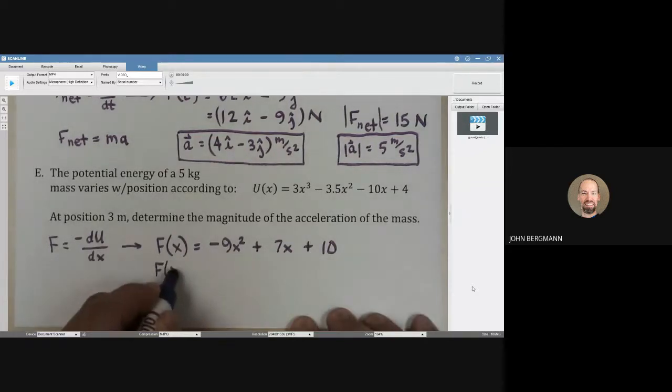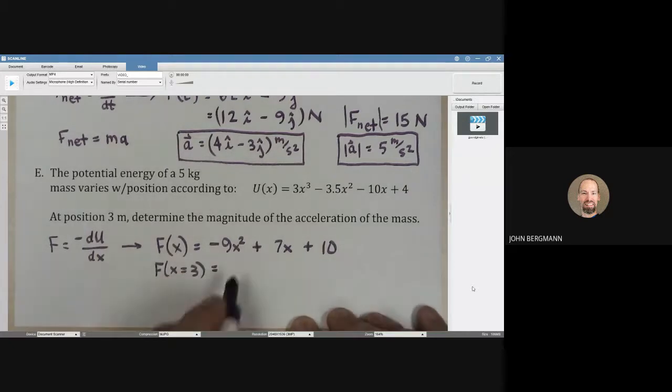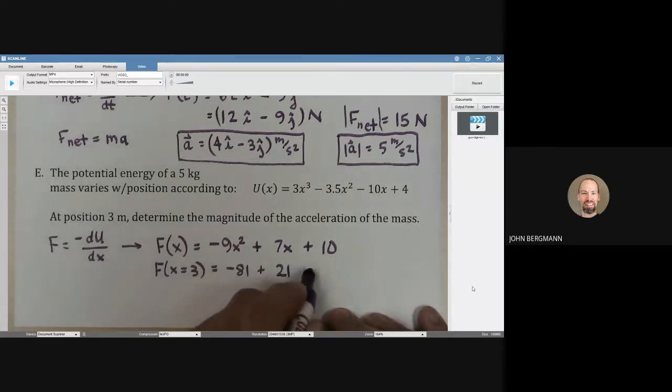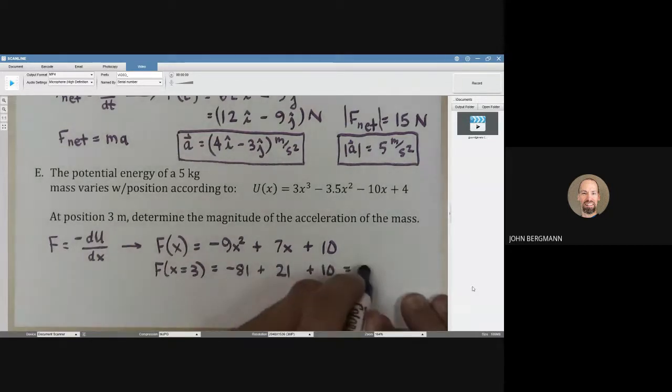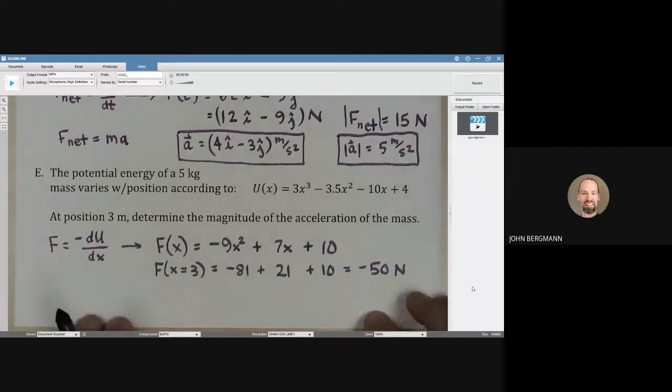So at a position of x equals 3 meters, we put a 3 in here. What does this come out to be? This one will be negative 81, and that one will be 21, and that's just 10. What does that give us? That gives us a force of negative 50 newtons, which just means it's pointing in a direction that's not what we said was a positive direction.